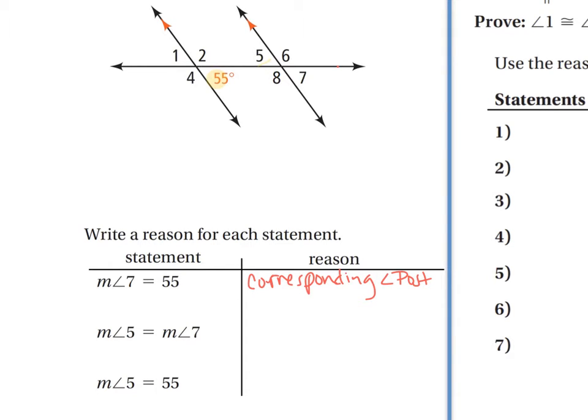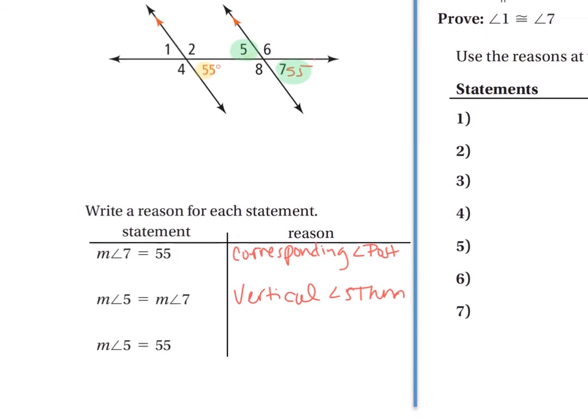Okay, the next one is the measure of angle 5, and we said this one was 55. The measure of angle 5 must be 55. Why? I'm reading the wrong part. The measure of angle 5 equals the measure of angle 7. So why are 5 and 7 congruent or equal? Well, that's because they're vertical angles. So that would be the vertical angles theorem that we talked about before.